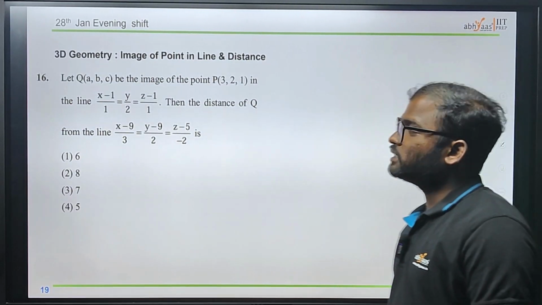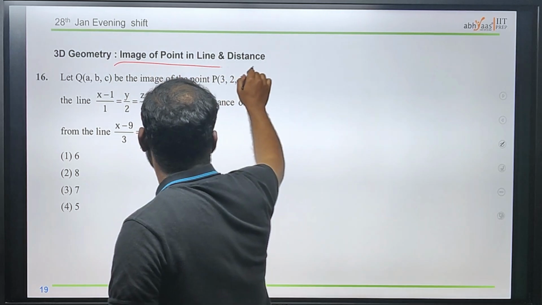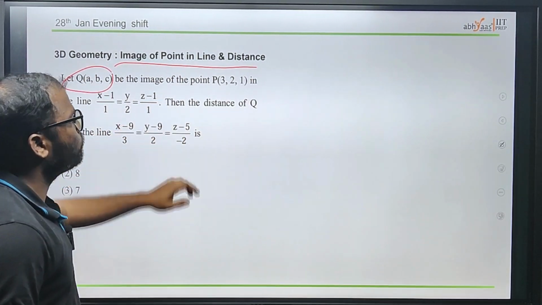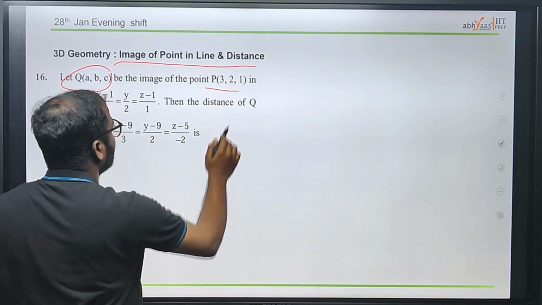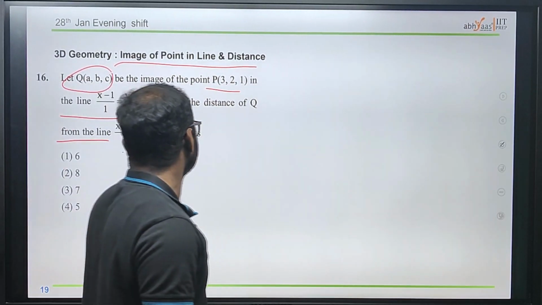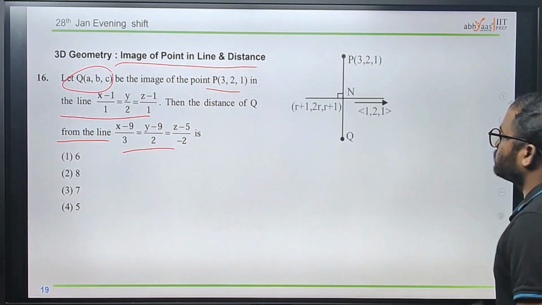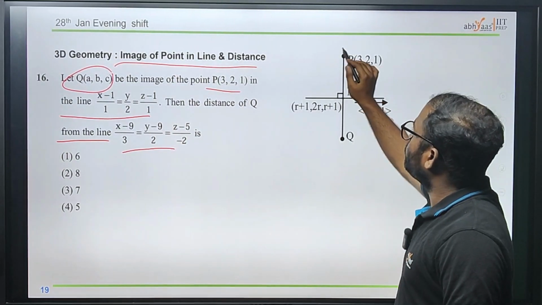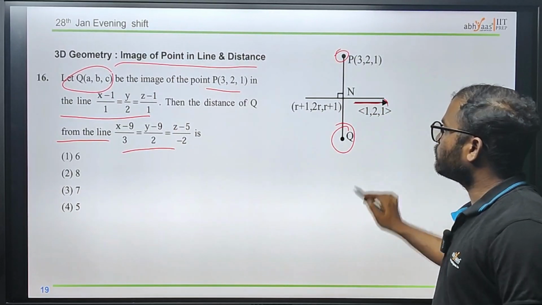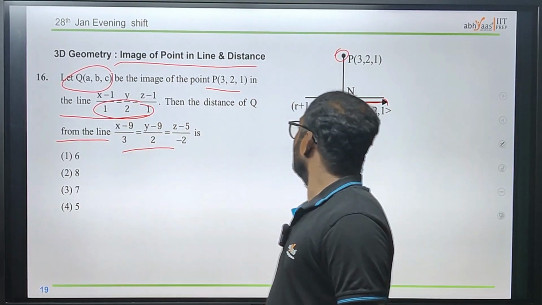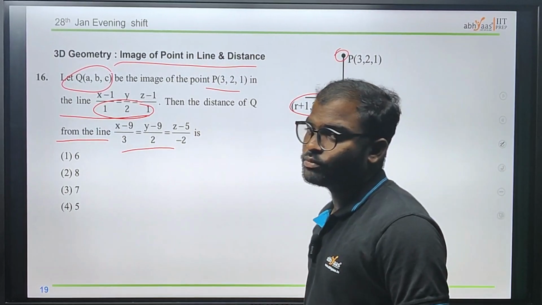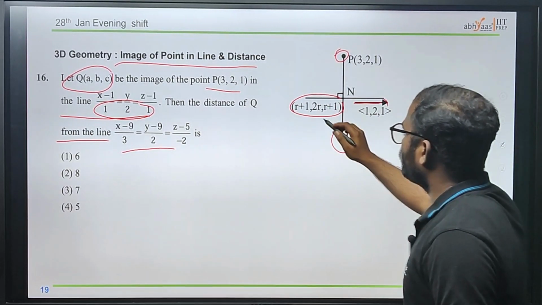Now, based on 3D geometry, the image of a point in a line and distance. Let Q be the image of point P in the given line. Then what is the distance of Q from the line? We need to find this distance. Here we have the point and the image of the point, and the direction ratio is 1, 1, 1, which came from r plus 1. We usually put lambda, but now we use r.